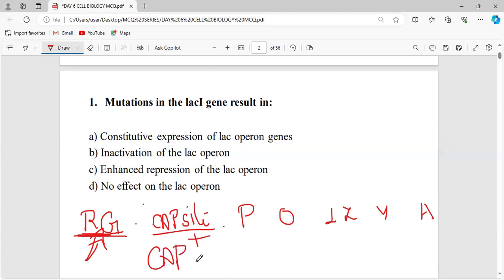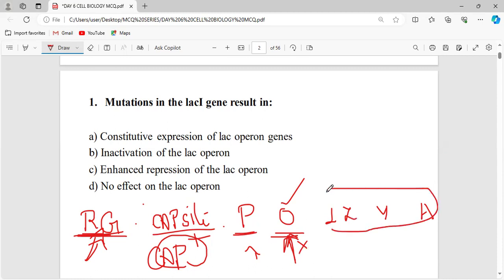Okay, what is the purpose of this CAP molecule and the cyclic AMP complex? Only when it is attached to this CAP and cyclic AMP will it result in efficient transcription. Okay, and at the promoter we can find the RNA polymerase binding here, and at the operator we can find the repressor binding. Okay, this repressor is the one going to bind with the operator. Whether the operon will be turned on or turned off will be decided by the binding of this repressor. And we know this is the structural gene. This is how the lac operon will look.